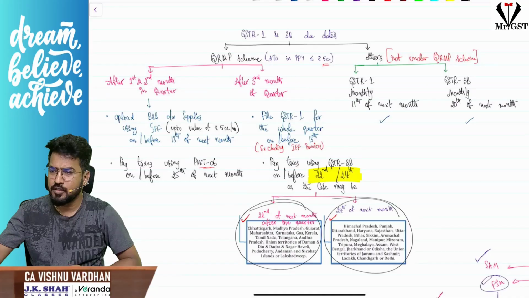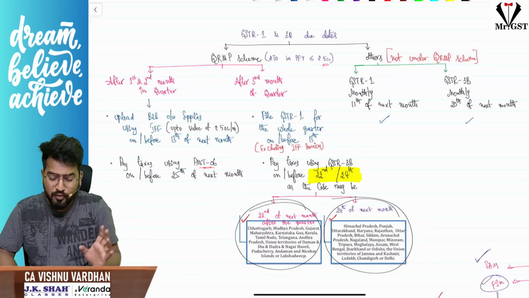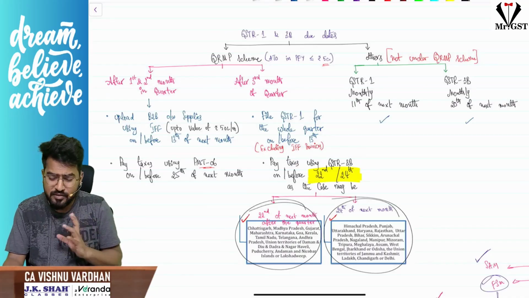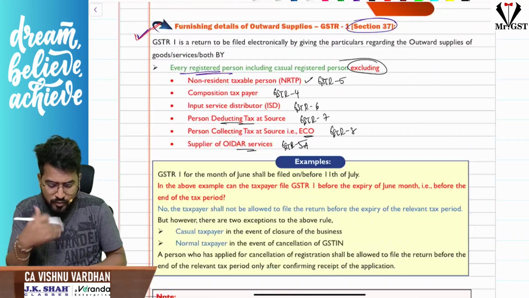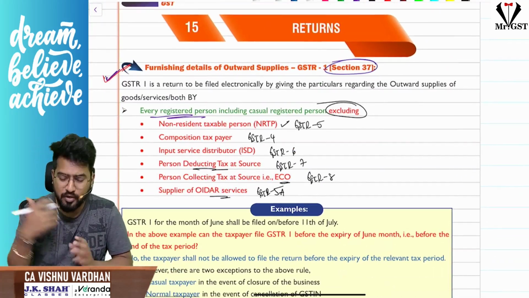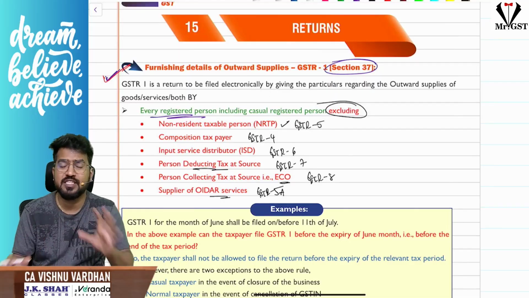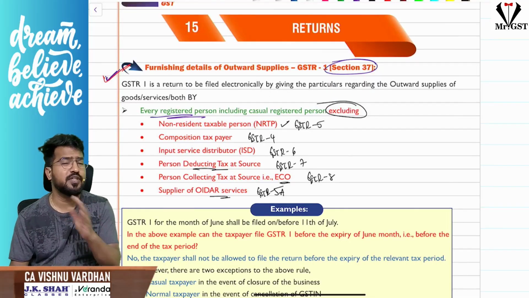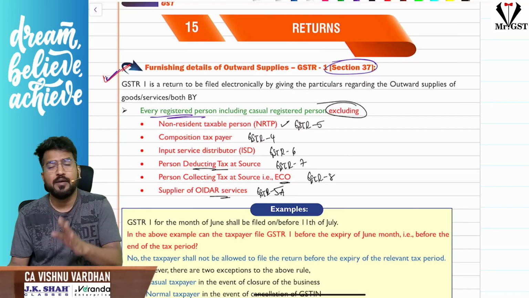Right. So that is the complete overview about QRMP scheme, GSTR1, due dates 1 and 3, all that. So let us just quickly go through the theory part and all the due dates, etc. First of all, section 37, sir, GSTR1. You know, GSTR1 is all about giving your outward supply details, B2B, B2C, all that.